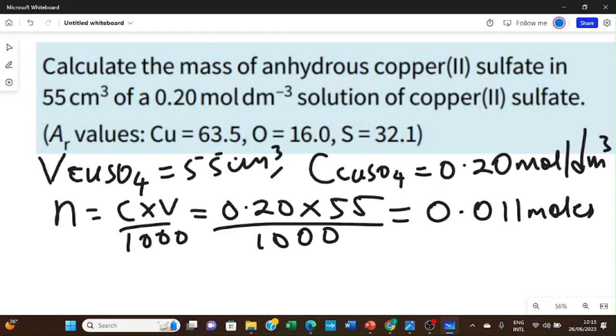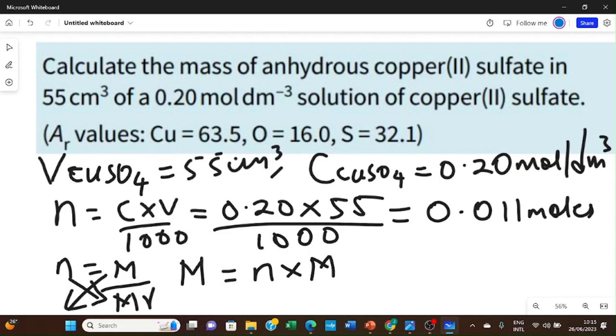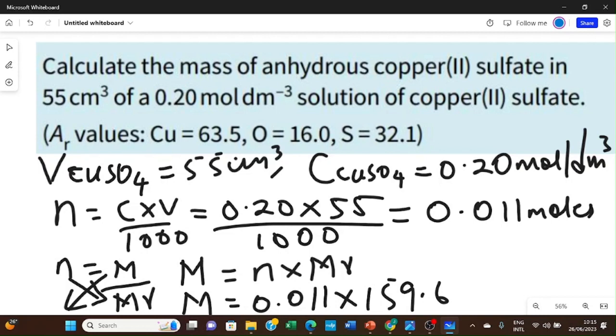So now we have to calculate the mass. Remember, number of mole is equal to mass over molar mass. So to get the mass, you cross multiply. Mass will be equal to number of mole times the molar mass. The number of mole is 0.011 times the molar mass. So copper is 63.5. We calculate the molar mass: 63.5 plus 32.1, which is for sulfur, plus 64. So you have 159.6. So 0.011 times 159.6.